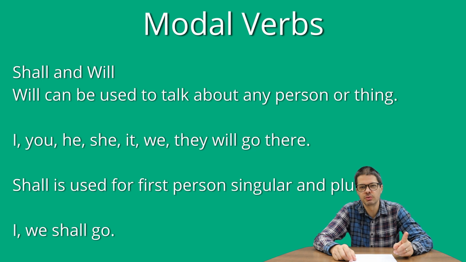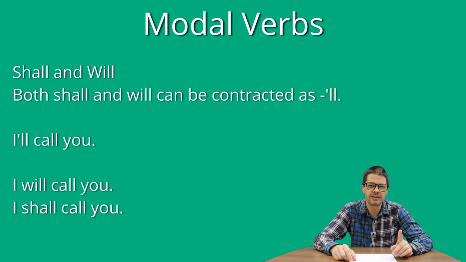Shall, however, is usually only used with I and we. I shall go, we shall go. In both cases, we can truncate the word and just use 'll, right? I'll call you. I will call you becomes I'll call you. I shall call you also becomes I'll call you. Pretty simple, right?